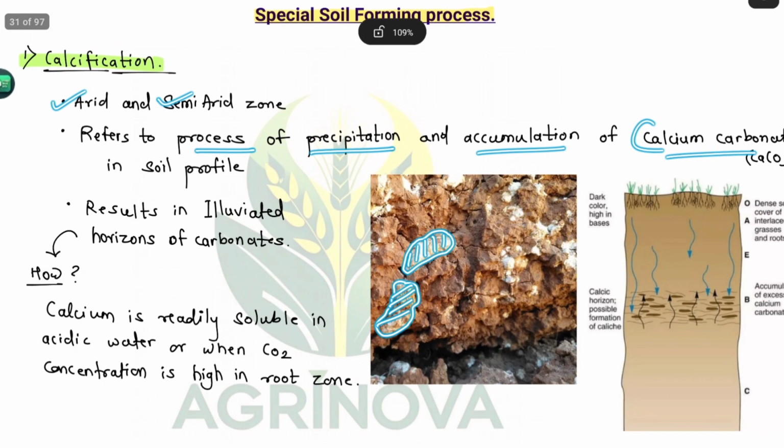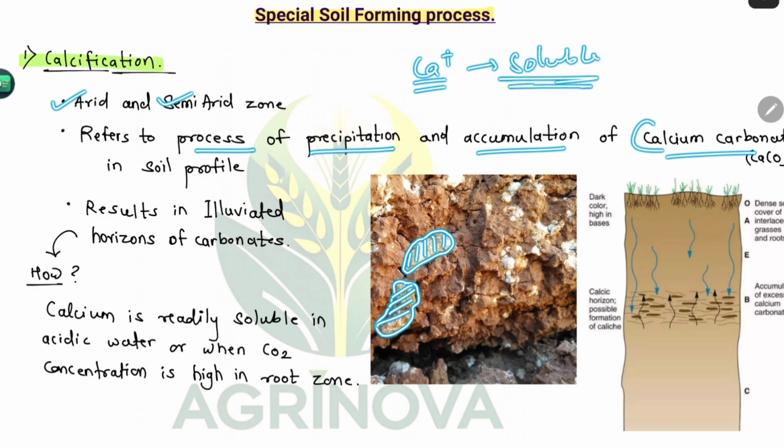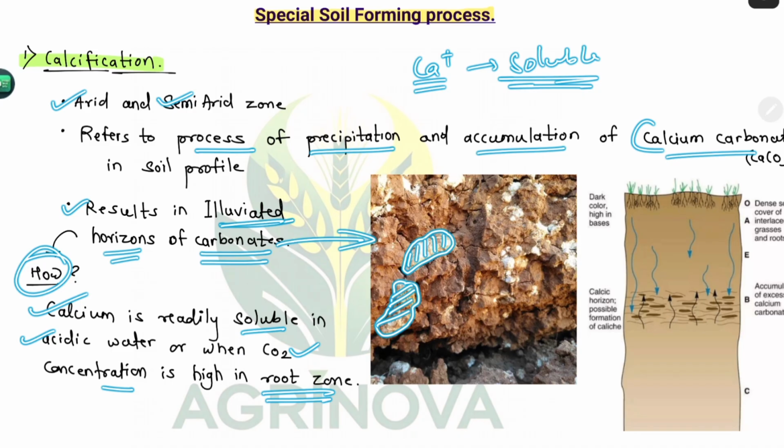So we know that calcium is readily soluble in the water. The process of calcification is the result of elevation, so we can see the elevated horizon of carbonates in the image. So how does this process take place? Calcium is readily soluble in acidic water, or when CO2 is dissolved in water, or CO2 is in high concentration near the root zone. Due to this, the calcium gets accumulated in the layer.